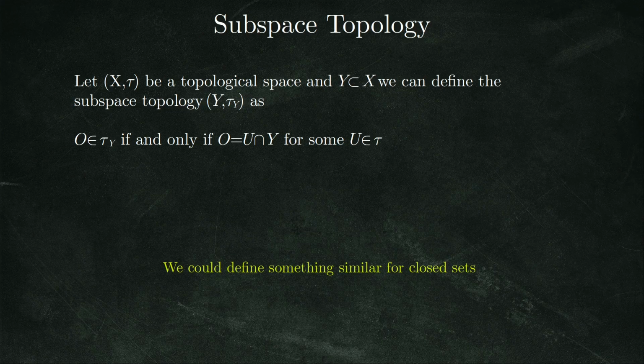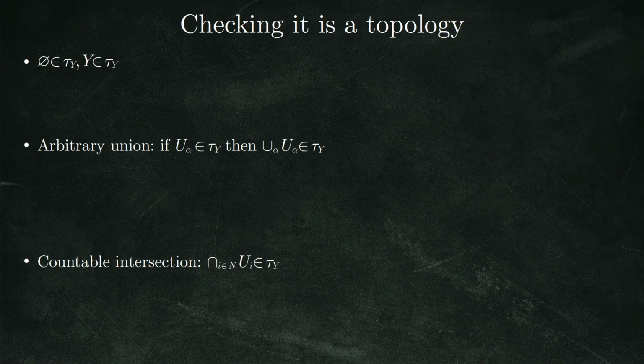And we could say something similar for closed sets. So something is closed in the subspace topology if it can be written as something closed intersect Y. Just because we've called this the subspace topology, that doesn't mean it is a topology. We need to check that it obeys all the axioms of a topological space.